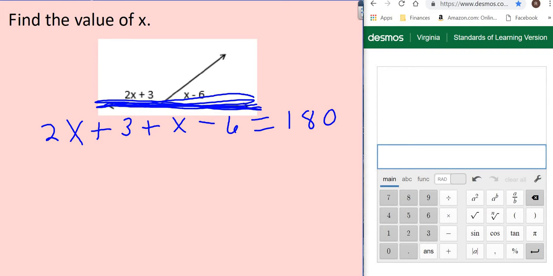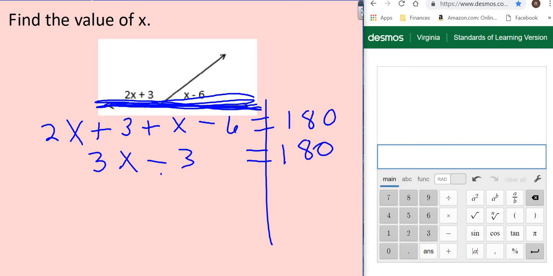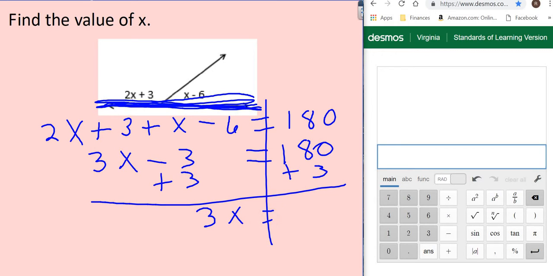degrees. I'm going to go ahead and solve it, and then I'll put it in my calculator to show you how to do that. A 2x plus an x is 3x. Positive 3 and negative 6 is a negative 3, and that equals 180. Then I'm going to add 3 to each side and end up with 3x equals 183. When I divide by 3, that tells me that x is 61.